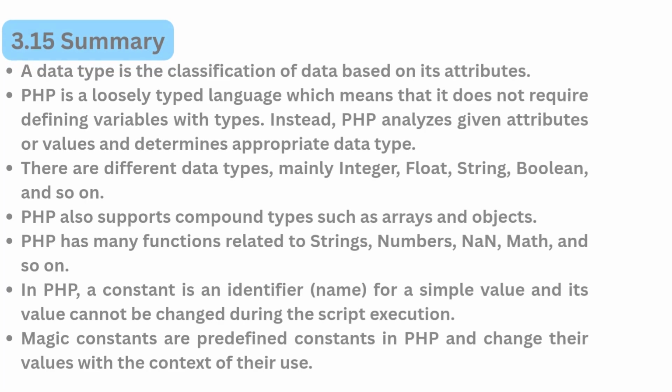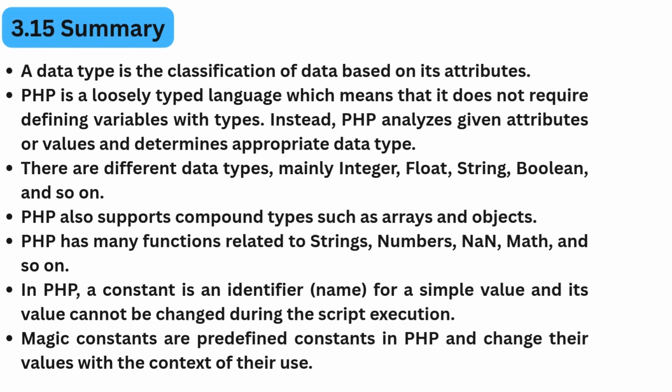Let's move toward the summary section that wraps up everything we've learned so far about PHP constants, data types and magic constants. In PHP, understanding data types is one of the most important fundamentals. A data type simply means the classification or category of data based on what kind of value it holds. For example, numbers belong to one type, text belongs to another, and true or false values belong to a different one. This classification helps PHP understand how to process and store each value in memory.